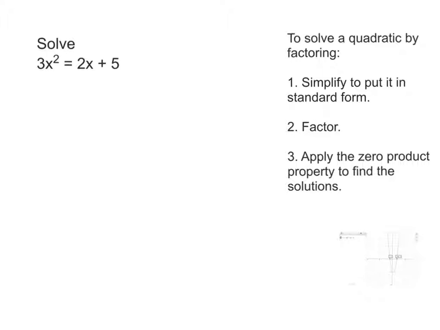So I'm going to subtract 2x and subtract 5 from both sides to cancel those out. We'll get 3x squared minus 2x minus 5 equals 0. And that you'd actually also have to do if you're going to solve by graphing, right? Remember that? Make it equal to 0. So make the whole thing equal to 0. And then we're going to factor it so that we can apply the zero product property.